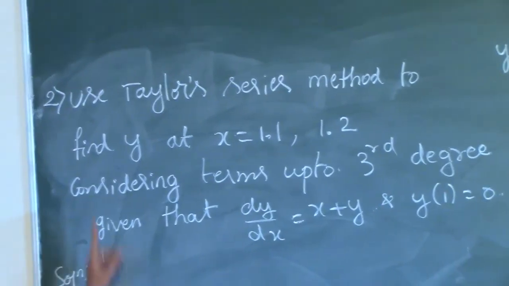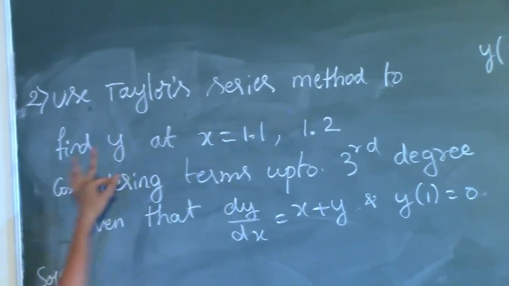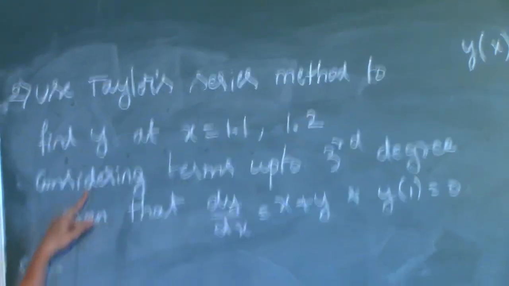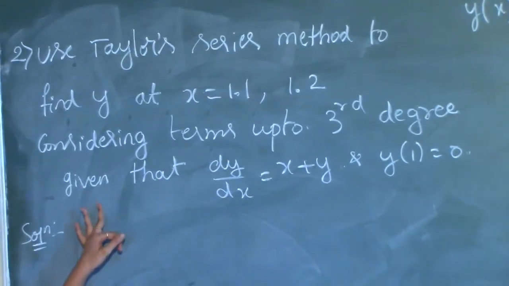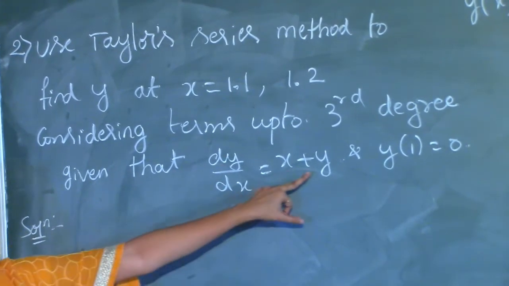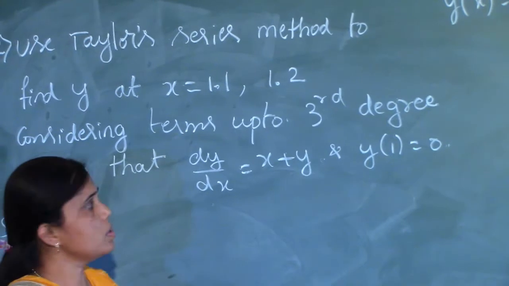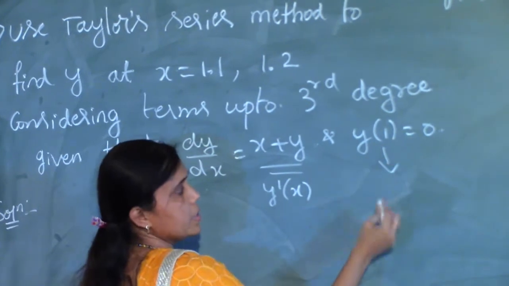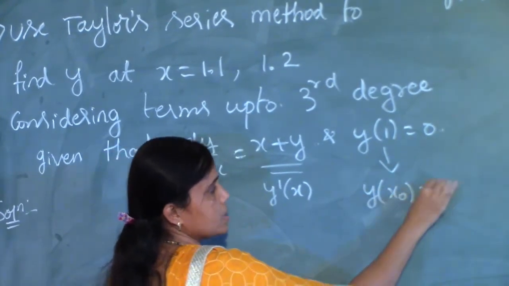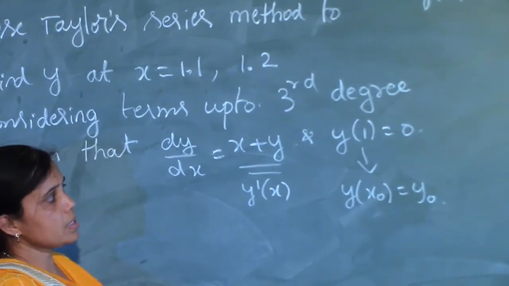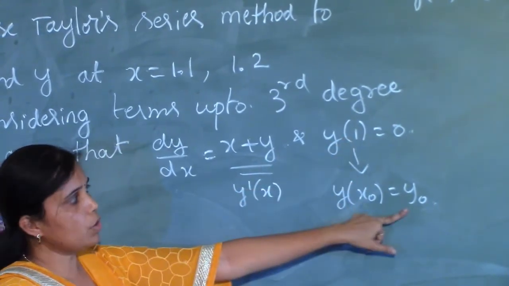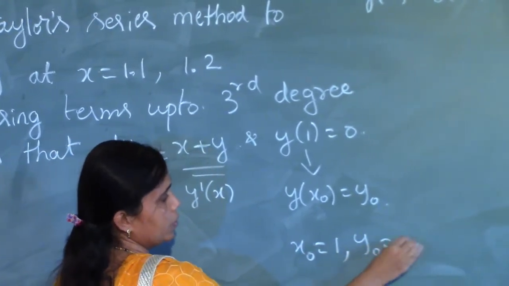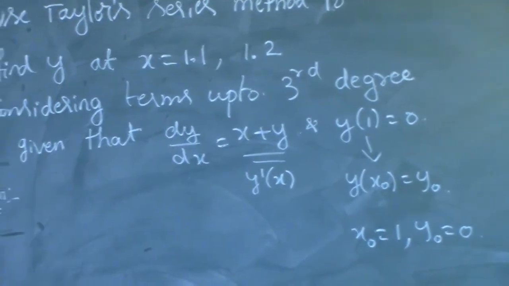Now the second question is, use Taylor series method to find y at x is equal to 1.1 and 1.2, considering terms up to third degree, given that dy by dx is equal to x plus y and y of 1 is equal to 0. So this is your y dash of x variable and this is your initial condition, that is y of x naught is equal to y naught. That means the value of x naught is 1, the value of y naught is 0. Let us solve this problem.